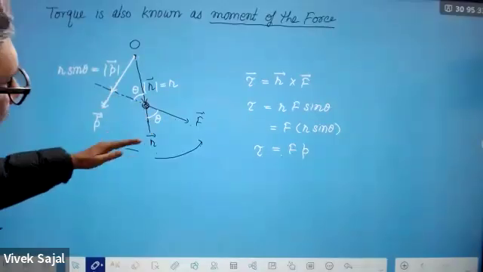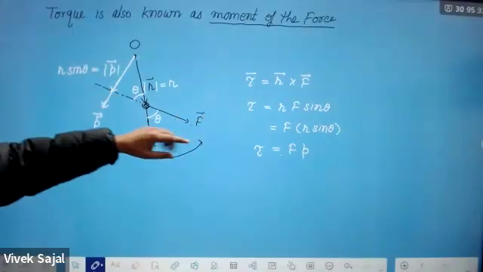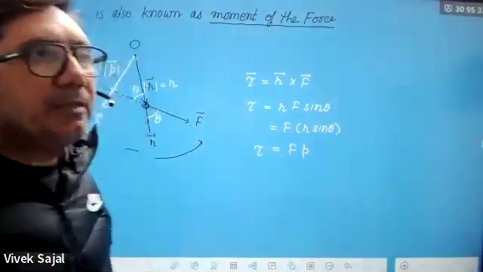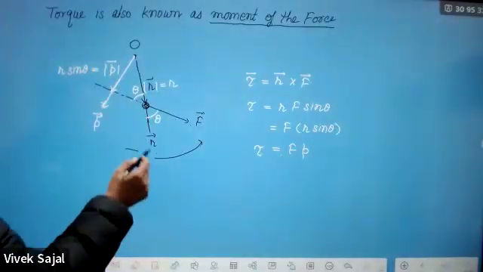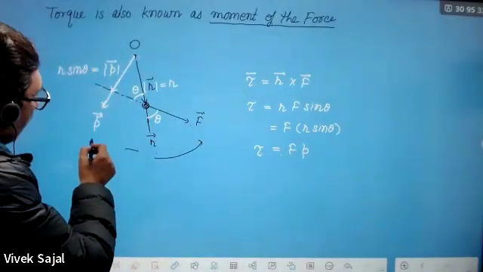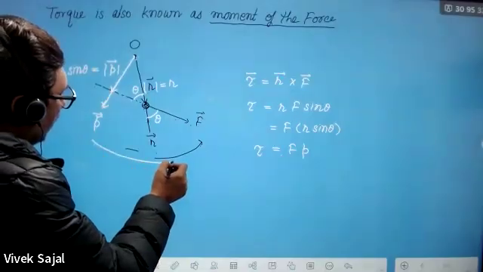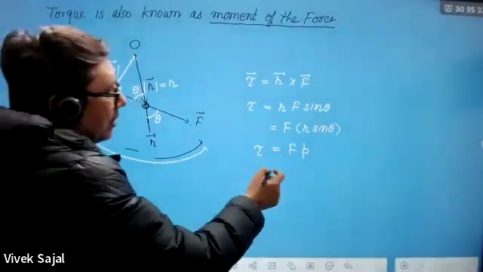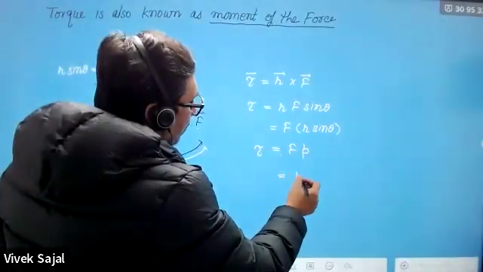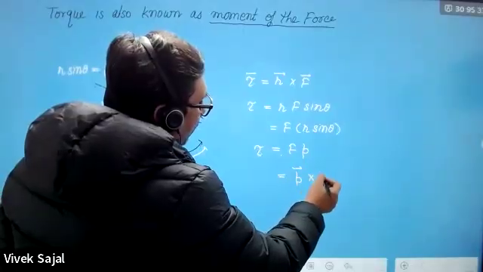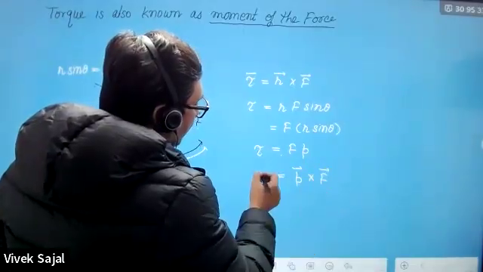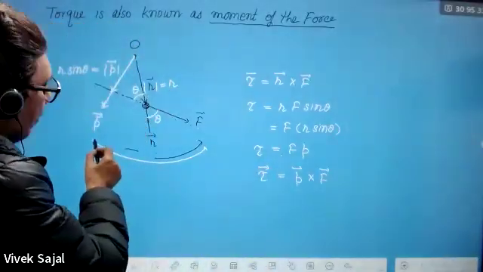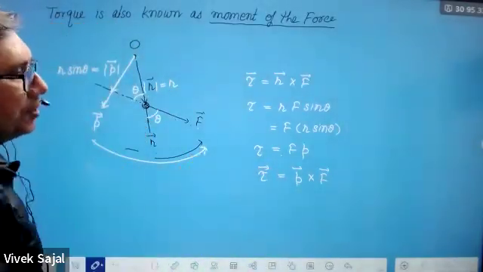If you are taking the definition r cross F, then rotation is taking place in this direction. So if you are converting this formula in terms of F and P, then the rotational effect should remain the same, so the direction of rotation should be the same. So it should be from P to F. So I can write P cross F. P cross F will be the torque, and it is going to have the same rotational effect.